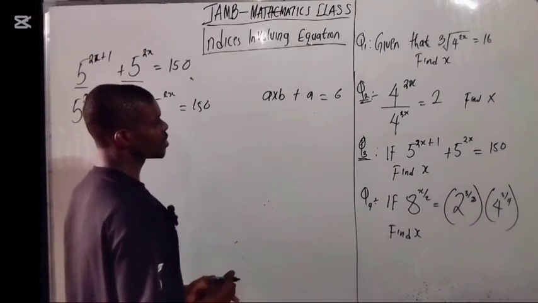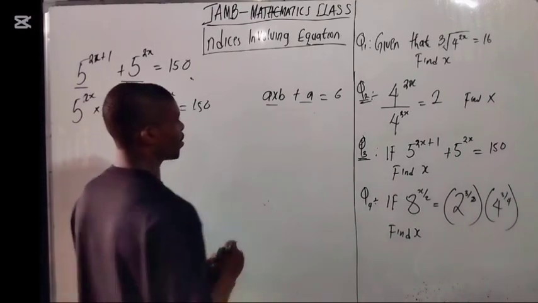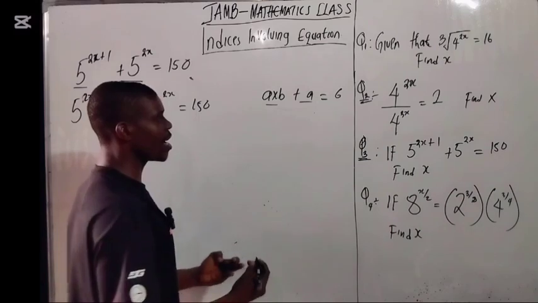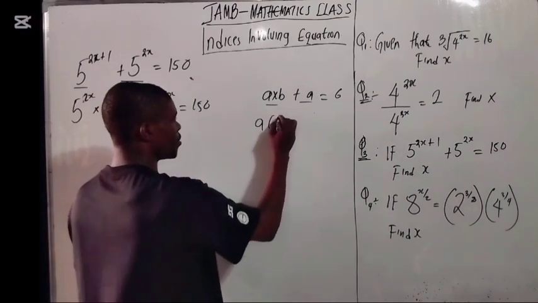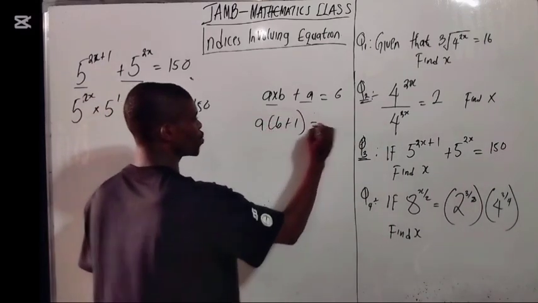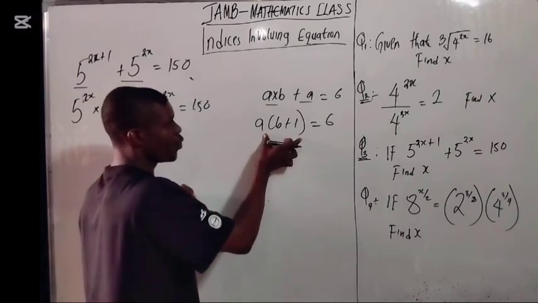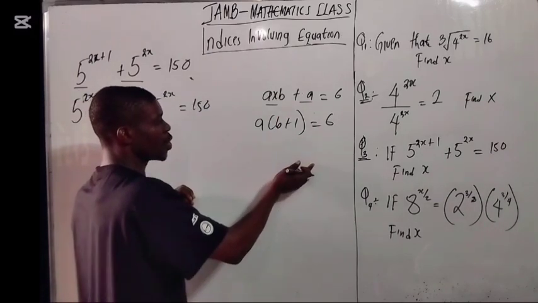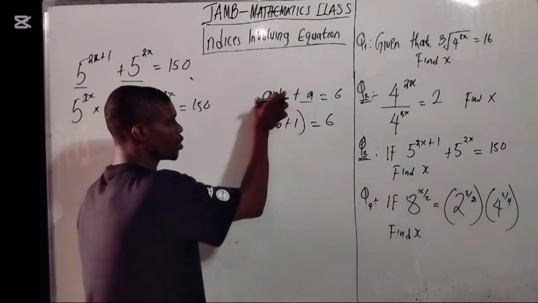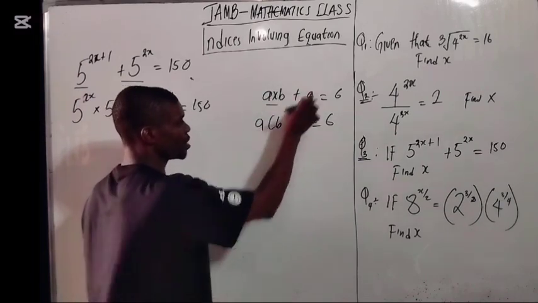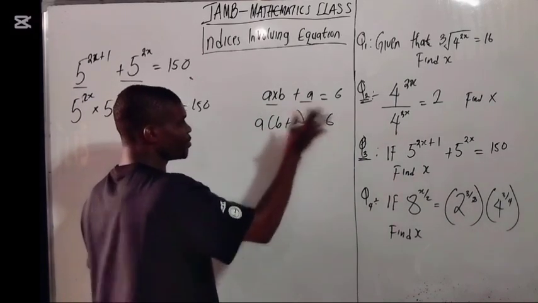What can we factor out? Here we have a, here we have a. So if you factor a out, we have a times b plus 1 equals 6. Knowing fully well that if you open up the brackets, you get back the same thing: a times b, plus a times 1.